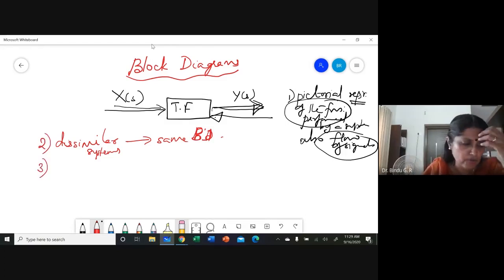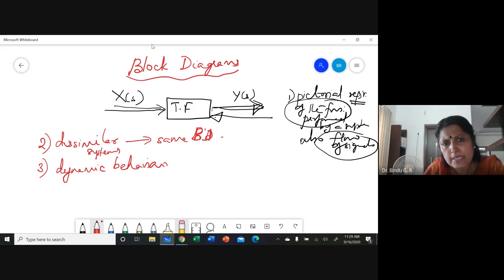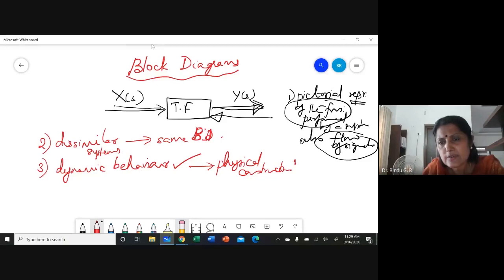The third point that I want to tell you is that the block diagram and the transfer function give you the dynamic behavior of the system, how the system behaves with respect to time. Dynamic behavior is given, but physical construction is not known. Construction is not given; the information is not given.